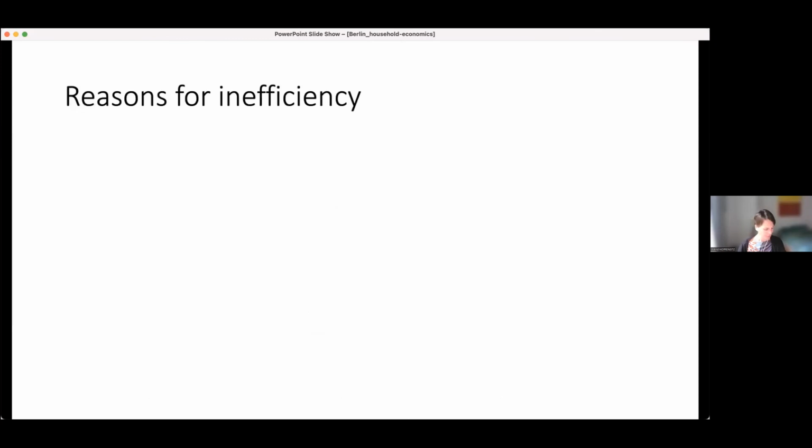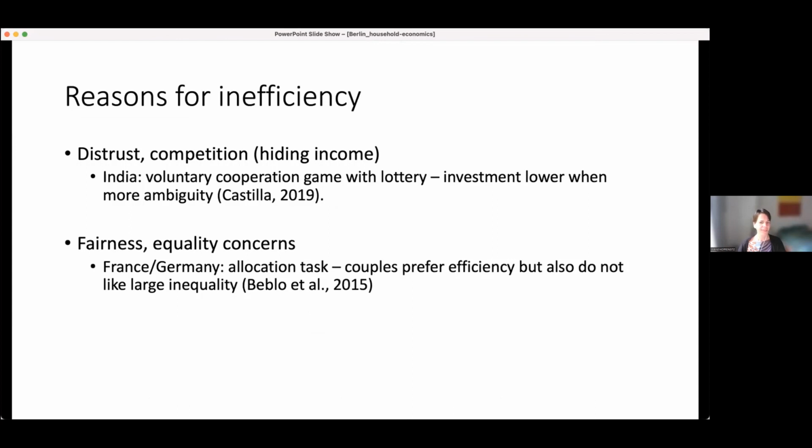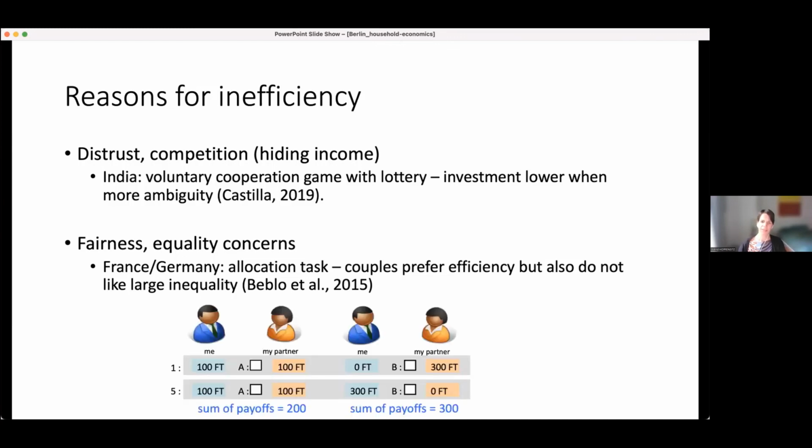And just to conclude, maybe with two citations again. Why are there these inefficiencies? One is reasons like distrust or competition. The other is actually the opposite: fairness or equality concerns, where couples are willing to forego some kind of efficiency gain. This is from one of our studies where couples just have to allocate some money, and sometimes go for an equal allocation, even though this means leaving some money on the table, in a case where the allocation would have been unequal.